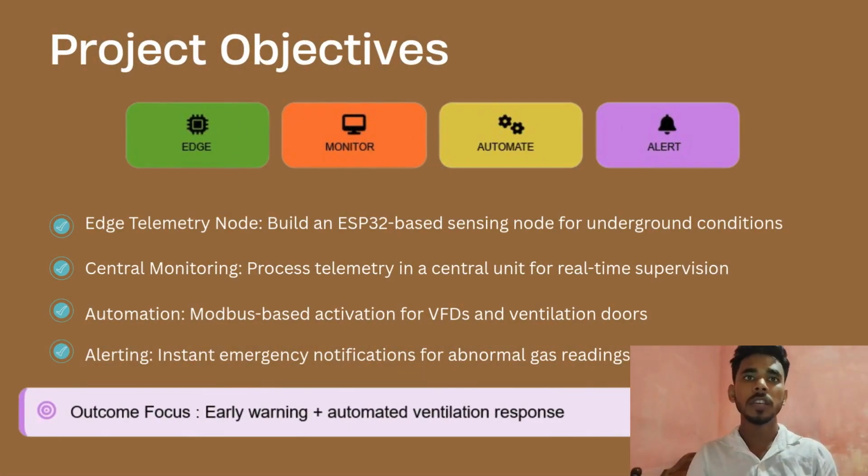For sensing, we used a small computer called ESP32. We connected gas sensors like MQ2 and MQ135 to detect methane and carbon monoxide. We also use a DHT11 sensor to check temperature and humidity. These small devices can be placed in different parts of the mine.